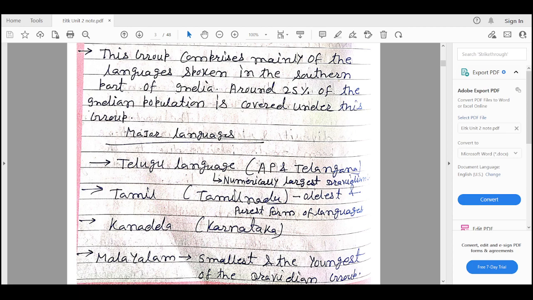The third one is the Sino-Tibetan group of languages. The languages belonging to this group are spoken by 0.6% of the Indian population.